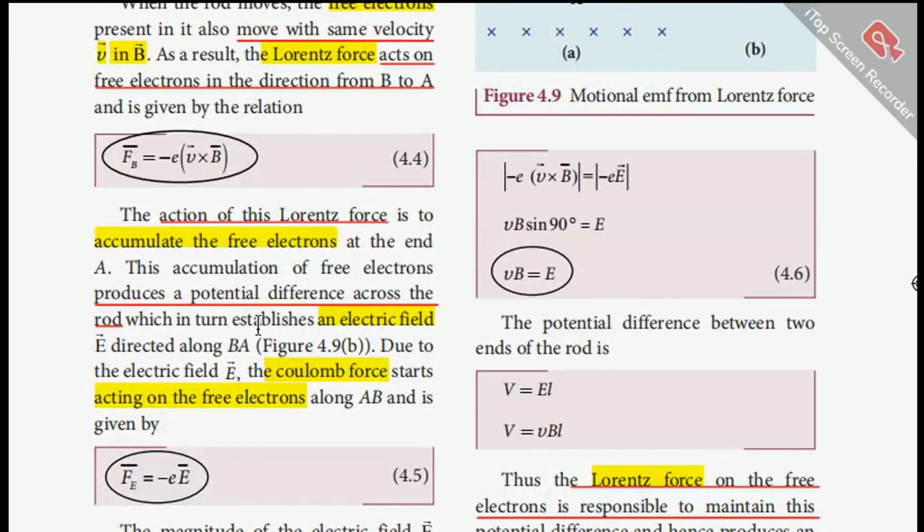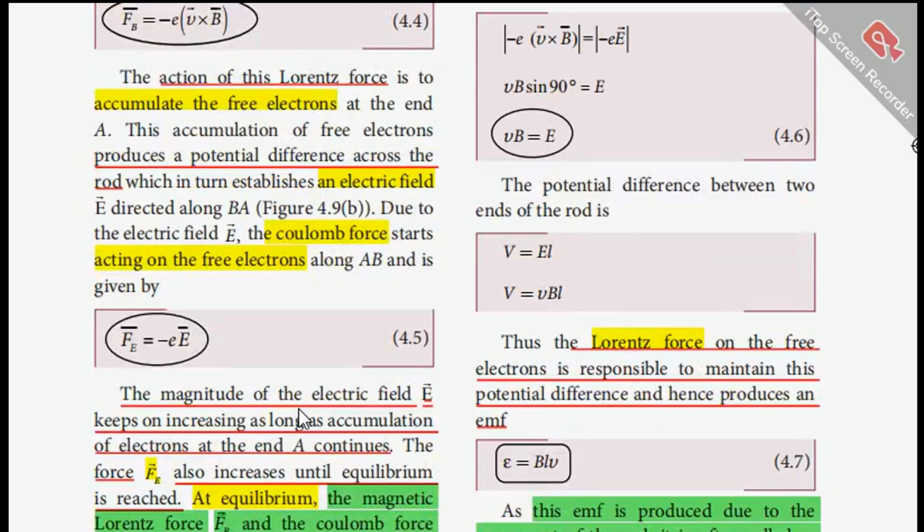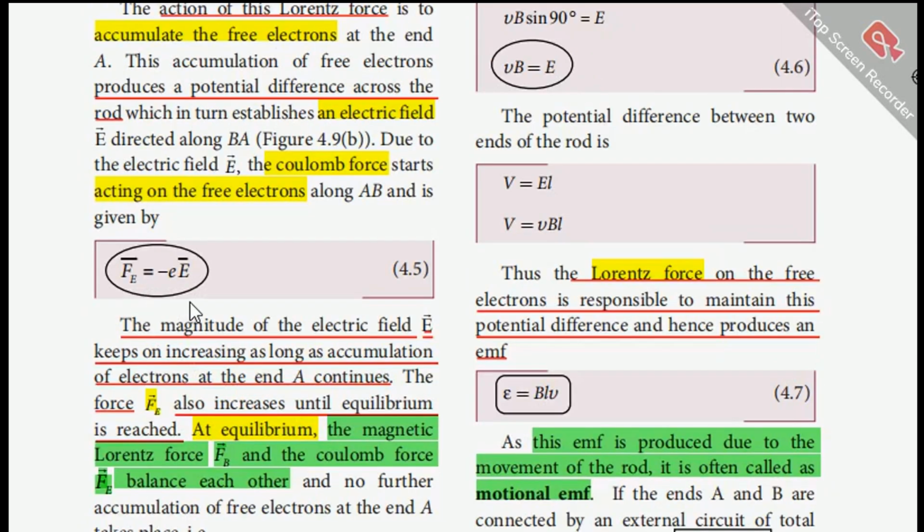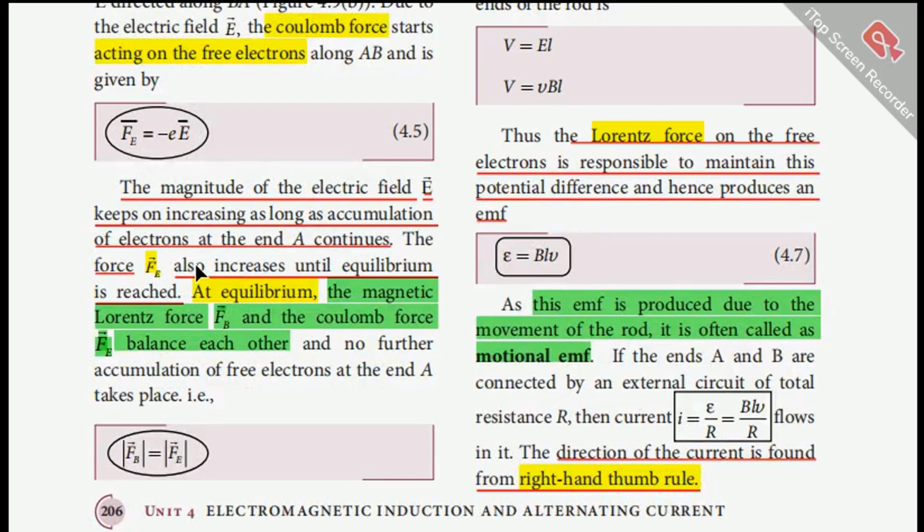Therefore, this accumulation of free electrons will produce a potential difference across the rod, and that will establish an electric field E which is directed along BA. Due to this electric field E, the Coulomb force starts acting on the free electrons along AB and is given by this relation Fe equal to minus e times E. The magnitude of the electric field E will keep on increasing as long as the accumulation of electrons at the end A continues, and the force Fe also increases until equilibrium is reached.